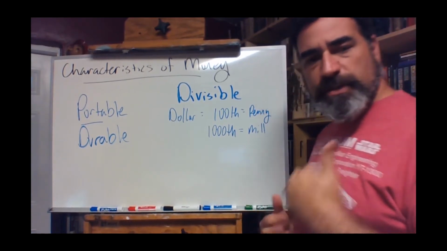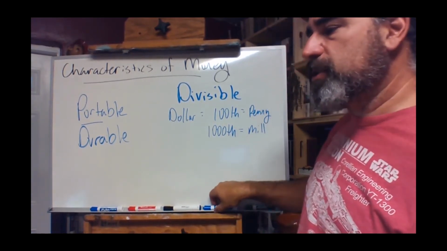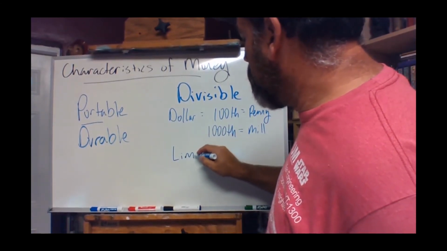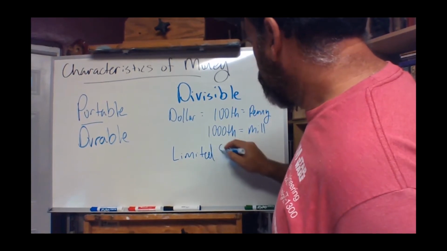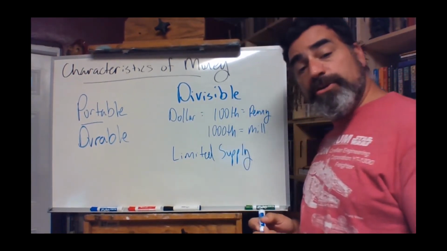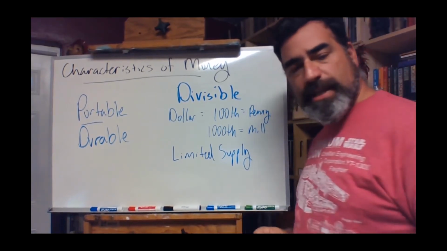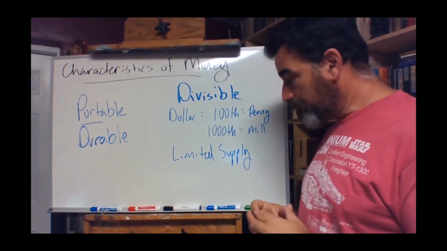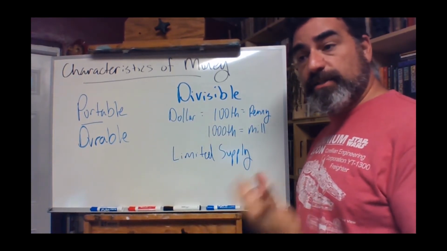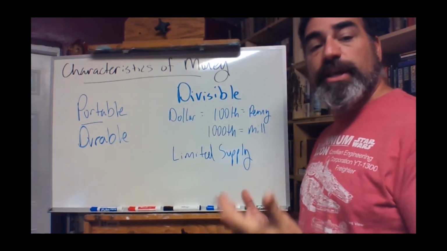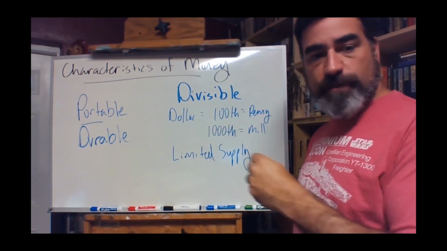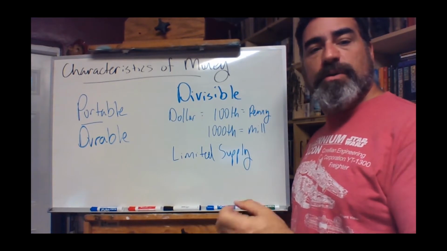So anyway, it's divisible, and you need to know those divisibles. And another characteristic is that it's a limited supply. And usually what you have is one entity whose job it is to supply the currency. In the United States, it's the Federal Reserve for paper currency, soft currency, and when it comes to coins, it's the Treasury.